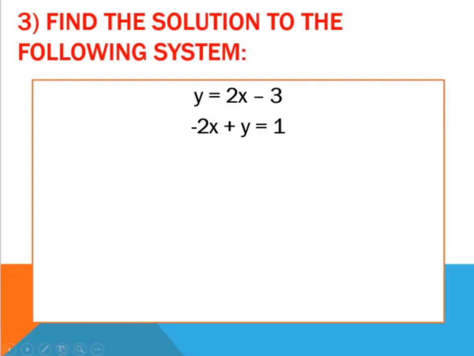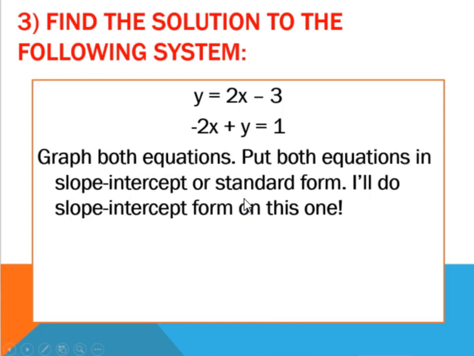Third example, find the solution to the following system. Y is equal to 2x minus 3. And the second equation is -2x plus y is equal to 1. Para dito sa equations na to, we will be using the slope-intercept form para ma-graph natin. So, yung first equation ay nasa slope-intercept form na y is equal to 2x minus 3.